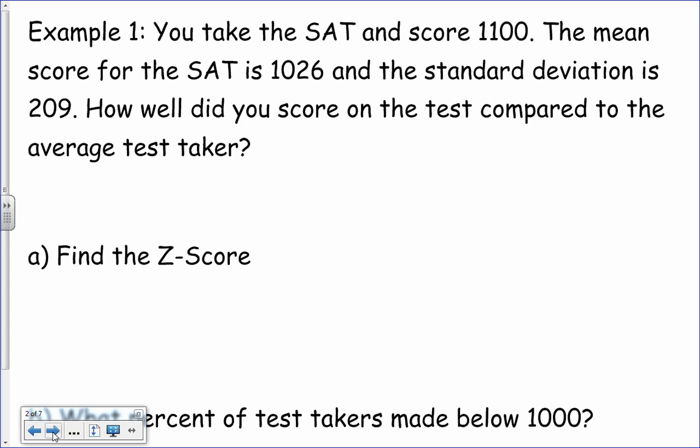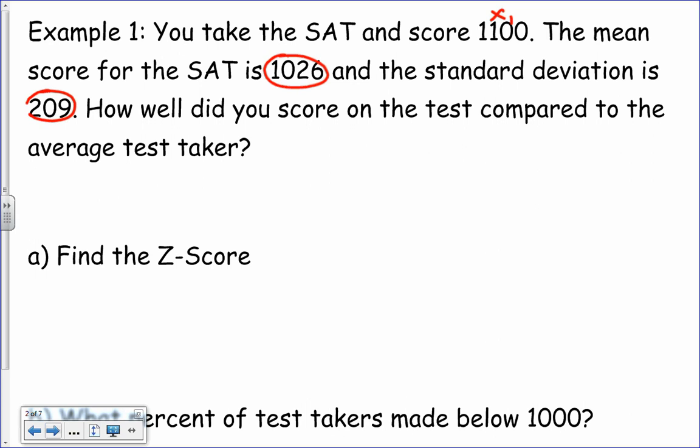Example 1 says you take the SAT and score an 1100. So that is your X1, because that's what you scored. I kind of did that prematurely. I should have waited just a second, because the next sentence says the mean score for the SAT is 1026. So that's your mean. The standard deviation is 209.